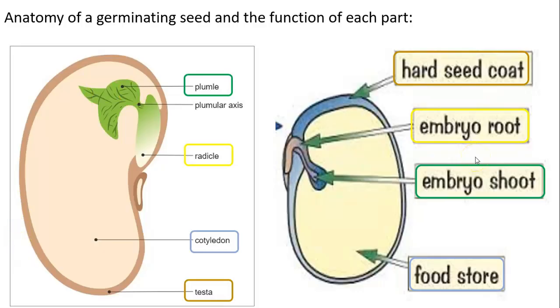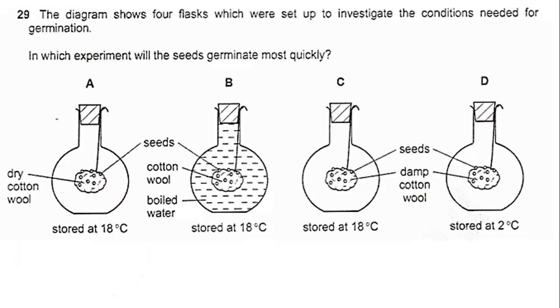So, let's answer some questions together. The diagram shows 4 flasks which were set up to investigate the conditions needed for germination. In which experiment will the seeds germinate most quickly? The answer is C, but why?